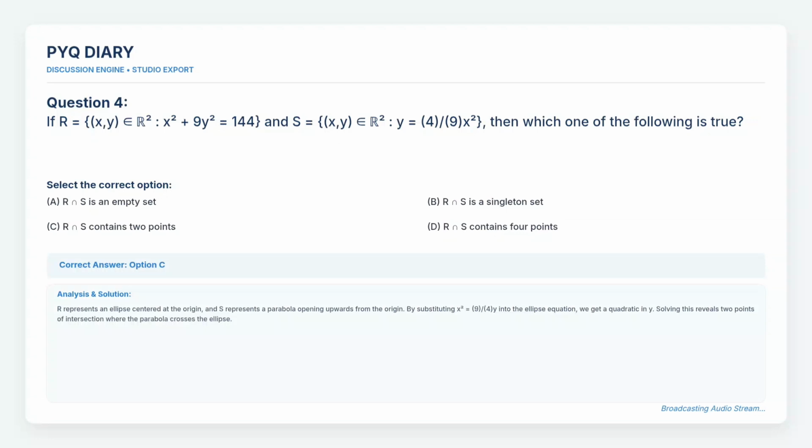Question 4. If R is equal to {(x, y) belonging to R square such that x square plus 9y square is equal to 144} and S is equal to {(x, y) belonging to R square such that y is equal to 4 by 9 x square}, then which one of the following is true? The choices are A. R intersection S is an empty set, B. R intersection S is a singleton set, C. R intersection S contains 2 points and D. R intersection S contains 4 points. The correct answer is option C. R intersection S contains 2 points.